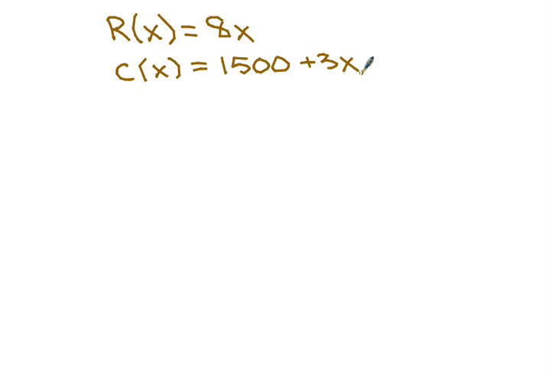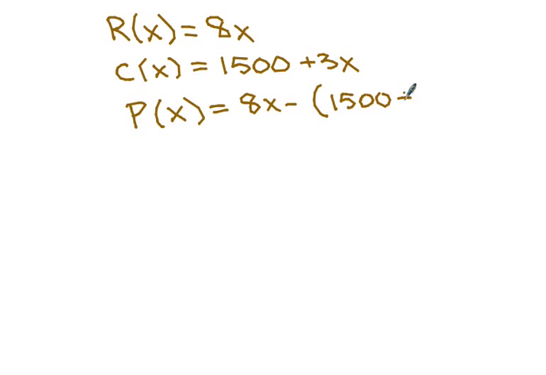And then I'll say, hey, go ahead and find the profit equation for me off of this. So the thing you need to remember is that profit equals your revenue minus cost. So we'll end up with 8x minus all of your cost. And so when you put that all together, this is minus 1,500 and minus 3x. So this becomes a 5x minus 1,500 equals your profit.